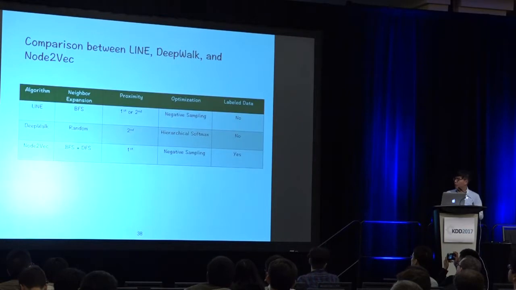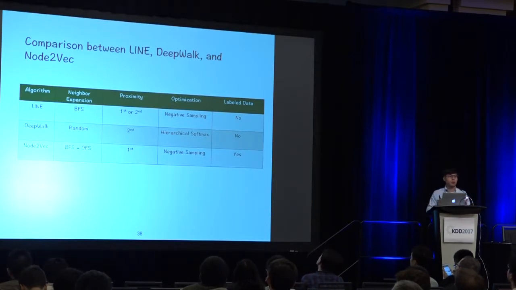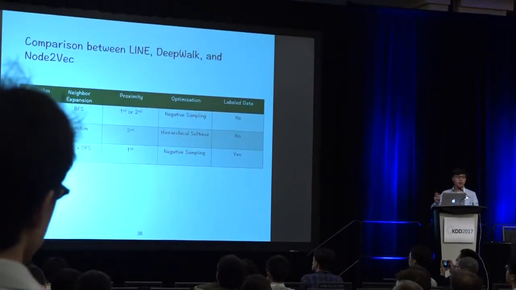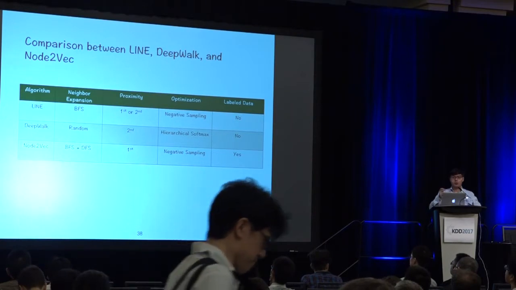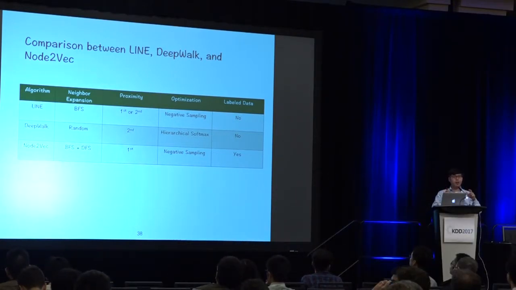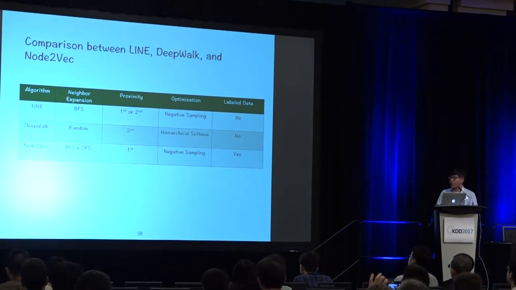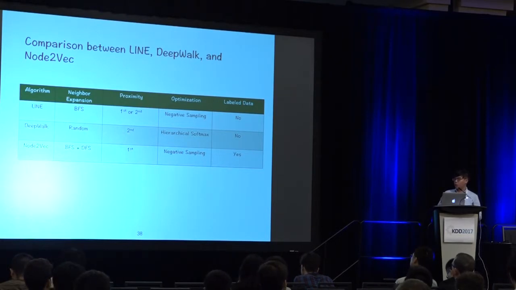Okay. So after introducing the three models, let's have a systematic comparison between LINE, DeepWalk, and node2vec. What are the differences between the three models? The first one is the way of neighbor expansion, or the way of finding node context. For LINE, we use the breadth-first search strategy. Basically, we always find the neighbors first, and then we find their neighbors, okay? That's how LINE finds the node context. DeepWalk generates random walks from the nodes, so it expands the node context in a random way. And node2vec proposes a hybrid strategy that balances between breadth first search and depth first search.